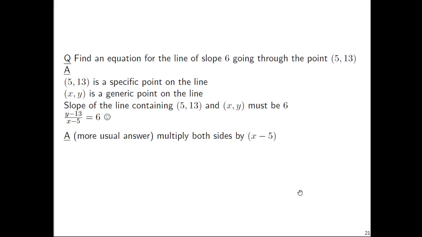A more usual approach is to take the previous equation and multiply both sides by x minus 5. If we clear the denominator, not by erasing it, but by doing a valid algebra step, by multiplying both sides by x minus 5, then on the left side, the x minus 5 you introduce is going to cancel with the x minus 5 in the denominator. Then you're going to have y minus 13 is equal to 6 times the quantity x minus 5. And we can stop there. You can distribute the 6 if you want, but I'd rather not. I would rather just leave this as y minus 13 is equal to 6 times the quantity x minus 5.